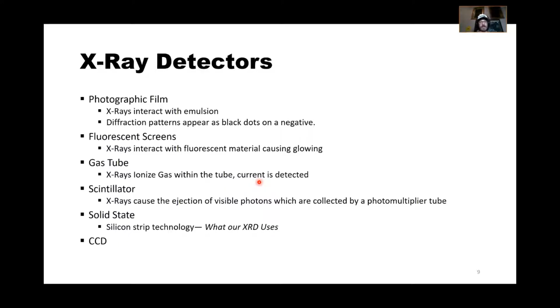A scintillator. This actually used to be a test question on old school tests. I would always say my favorite word is scintillating. The X-rays hit this scintillating material, which causes the ejection of a visible photon, which then hits a photocathode, which emits an electron. This cascading electron effect is the principle behind a photomultiplier tube.